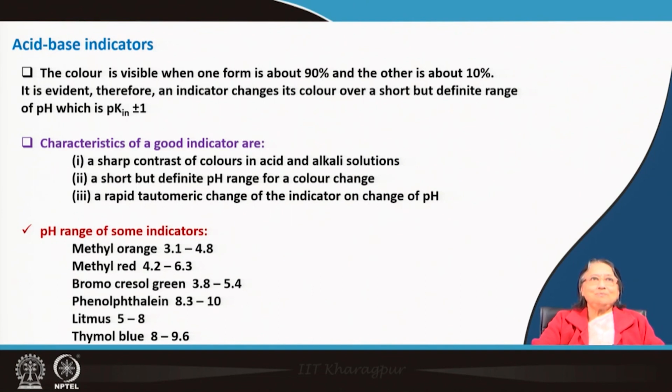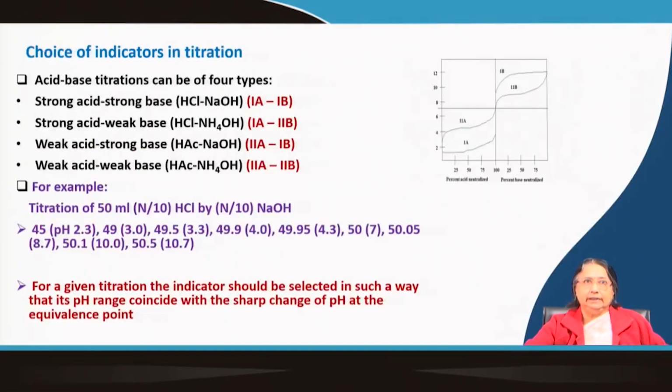Okay. That is why it is told that there should be a contrast of color, a short but definite pH range for a color change, and a rapid tautomeric change of the indicator on change of pH. Means one form to another form should be very fast. Otherwise, if it takes time, the equilibrium should be reached very fast. So, that is another characteristic for the indicator.